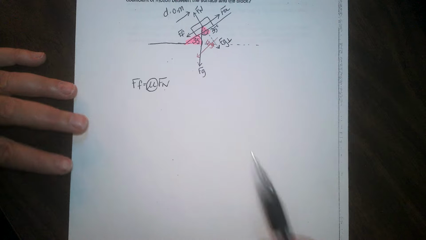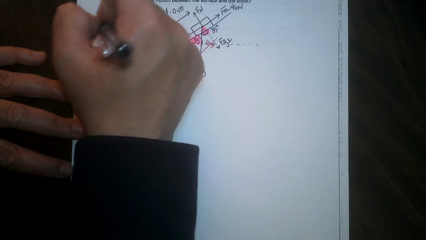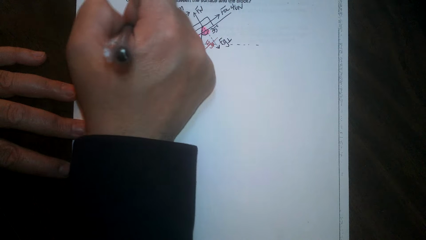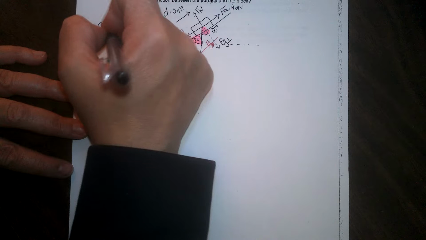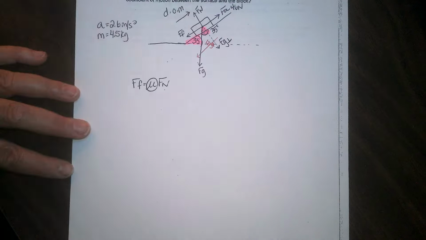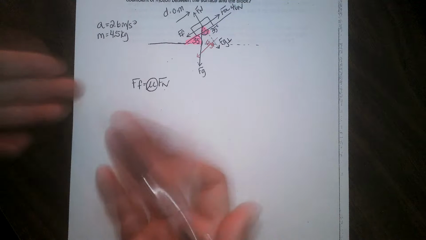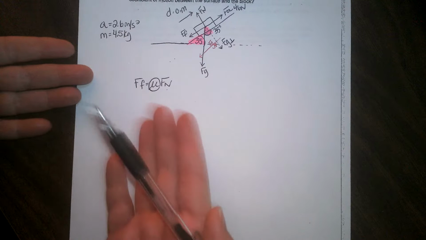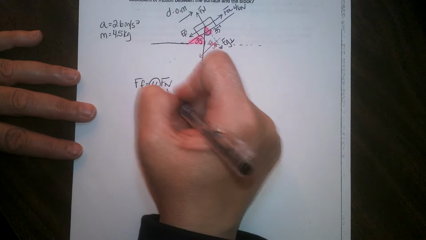Now, when we look back at this question, we have force applied is 46 newtons. We have acceleration is 2.6 meters per second squared. And we have mass is equal to 4.5 kilograms. Okay, so we have all those different pieces of information. Right now, none of those come into play in our formula. We don't have acceleration or mass in here. So we need to start fanning out. How are we going to solve for force normal?